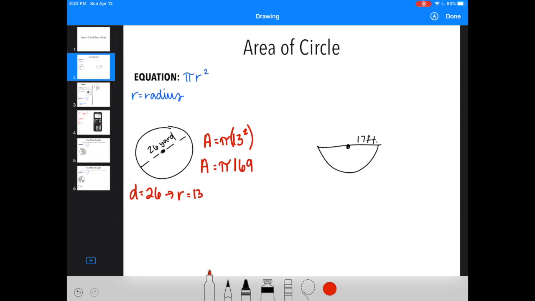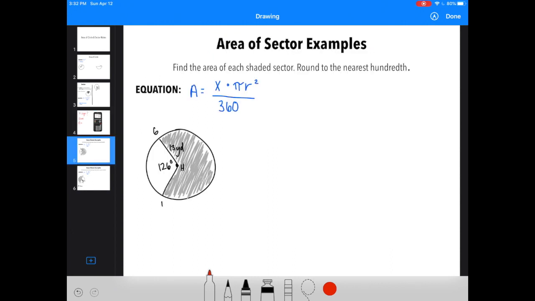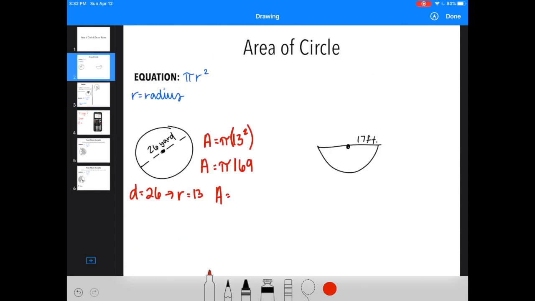Sometimes some problems will ask you, okay, just leave it there, but I want you to take it a step further and give me a decimal number. So how do you type pi into your calculator if you do not know? Let's take a quick look at that. On your TI-84 calculator, in order to type in pi, you will click the second button. Then you will click this kind of caret. So it's a second form of pi. Now that you have pi typed in, you can hit the multiplication sign. Times 169.